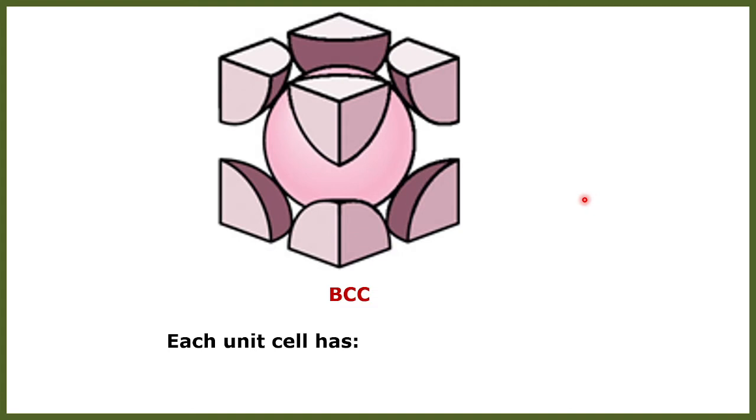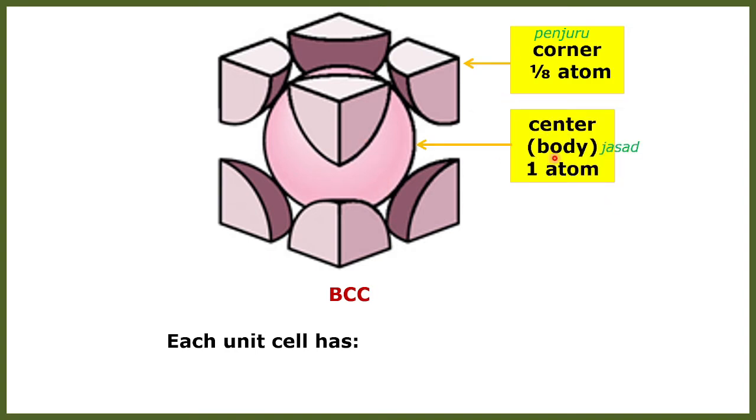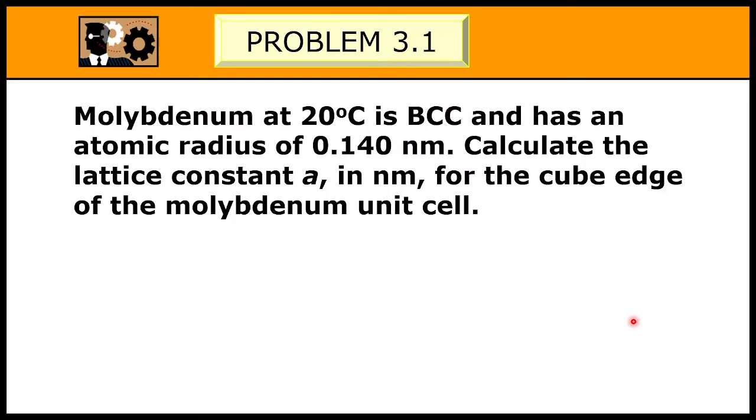Okay, next, we're going to calculate how many atoms are in a unit cell. As I said before, there is one atom at the center and 1/8 atom at each corner. So the number of atoms for BCC structure is 1 atom plus 8 times 1/8 atom, so 2 atoms in a unit cell.